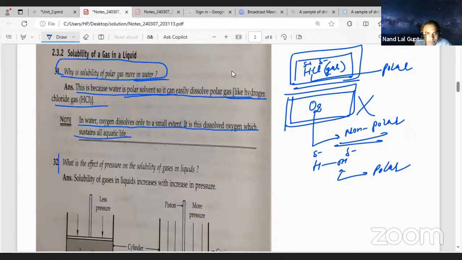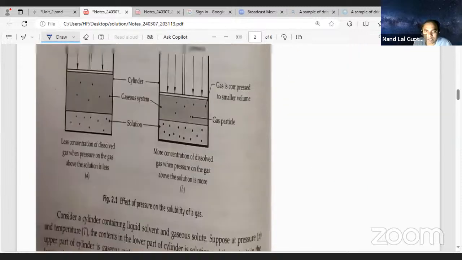Now, what is the effect of pressure on solubility of gas in liquid? What is there, Sanjay? Can you see this slide?